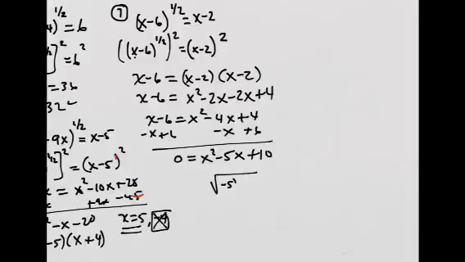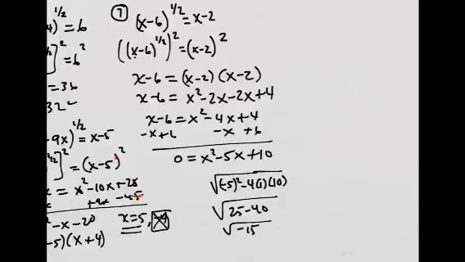So b squared minus 4 times a times c, that gives me 25 minus 40, which is a square root of negative 15. So that tells me that this problem has no real solutions. And why is that? Because the discriminant, the number inside the radical, is negative. So 7 has no real solution.